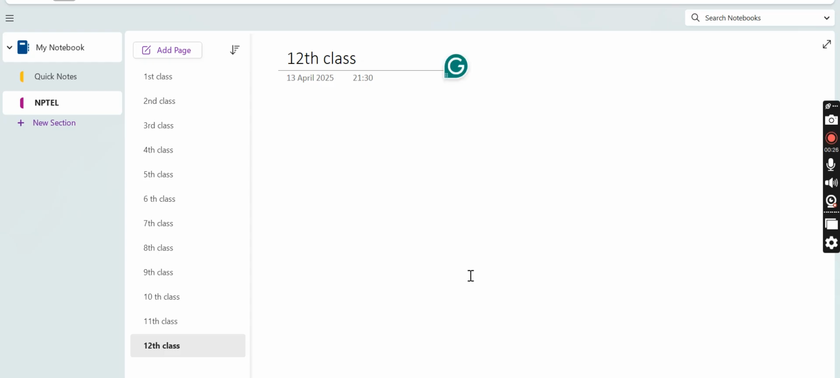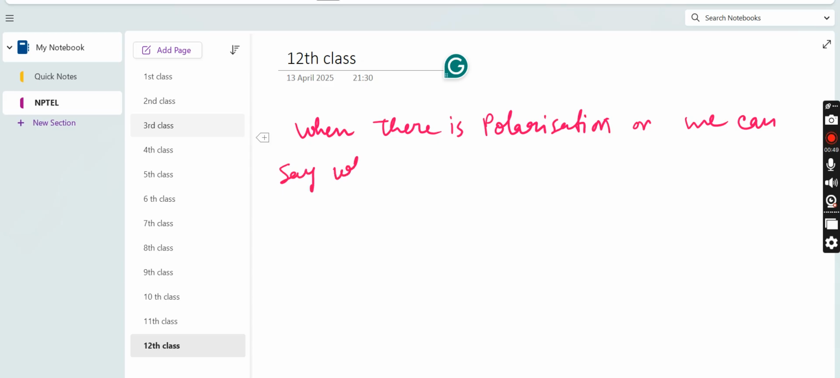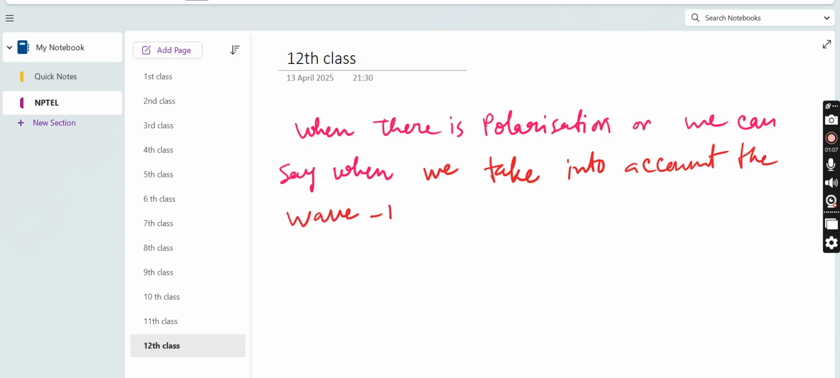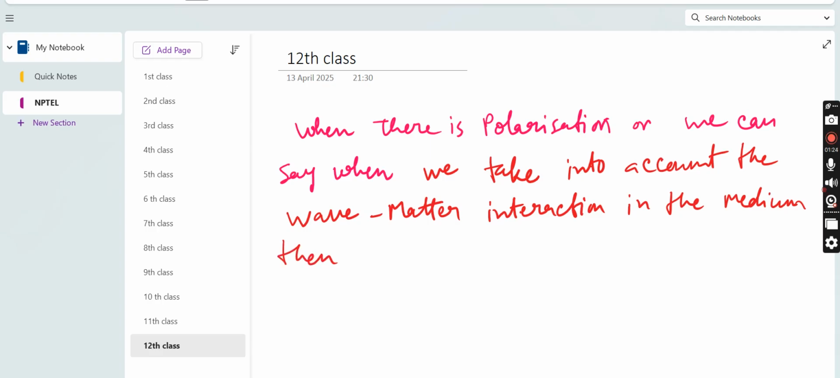So, as we all know, when there is polarization, or you can say when we take into account the matter interaction in the medium, then our equation became this.